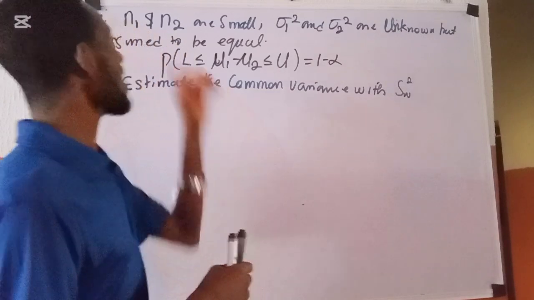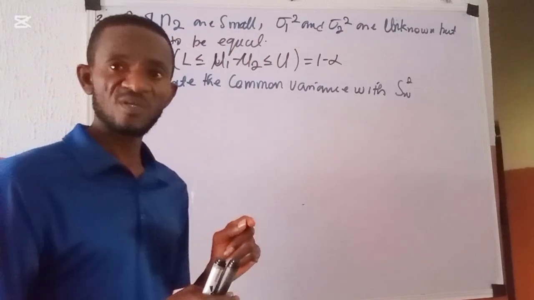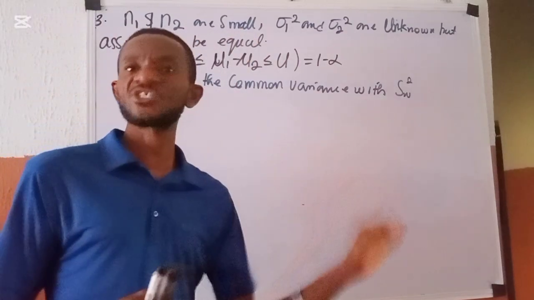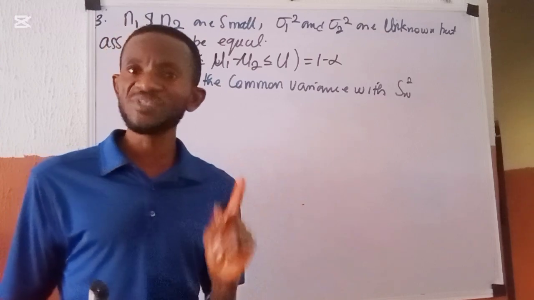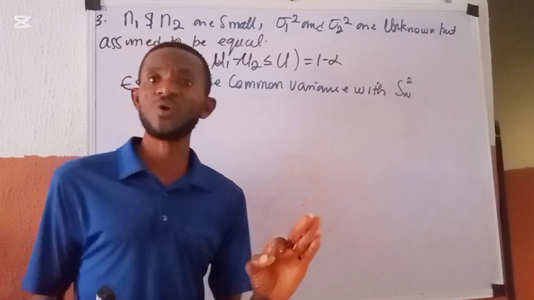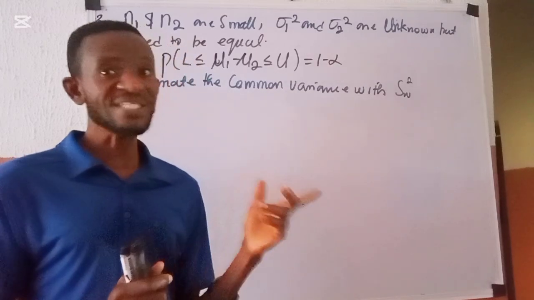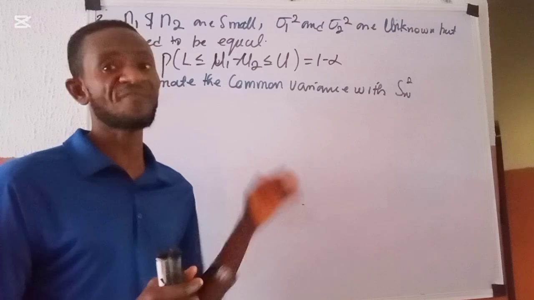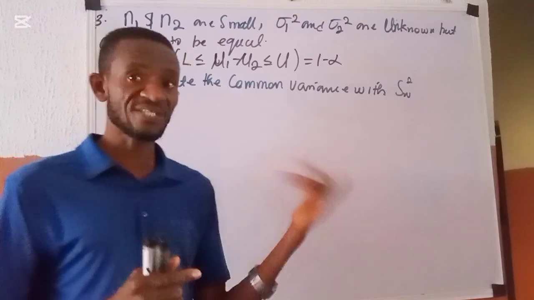But this time around, we have been told that N1 and N2 are small. When N1 and N2 are small, we no longer use the standard normal distribution to obtain the critical value of the confidence limit. Instead, we use what we call the student T distribution. So this time around, we are not going to use Z of alpha over 2. We are now going to use T.